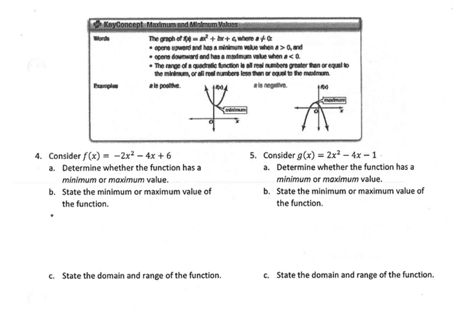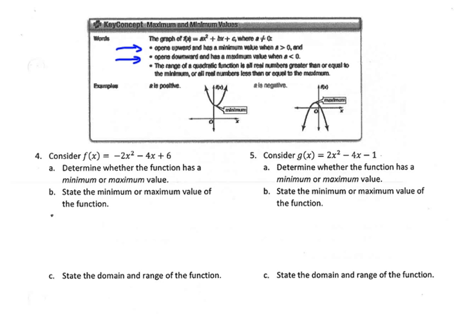So now we want to be able to look at and determine how you can tell if it is a minimum or a maximum. Is it going to open up or is it going to open down? And that all depends on what your A is. If your A is positive, it's going to go up. If it's negative, it's going to go down.